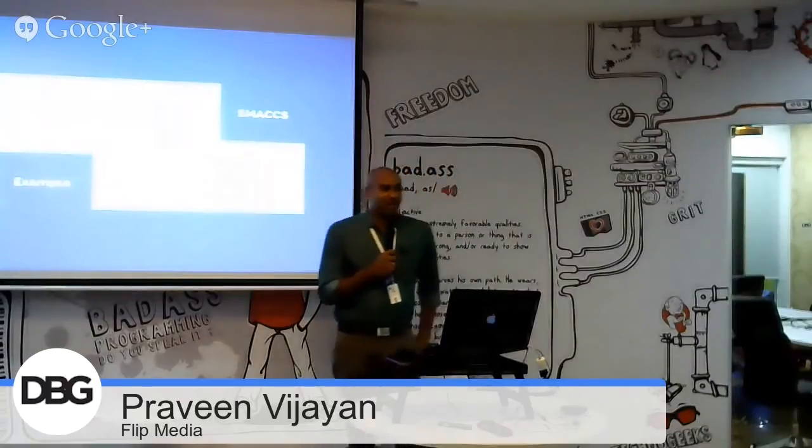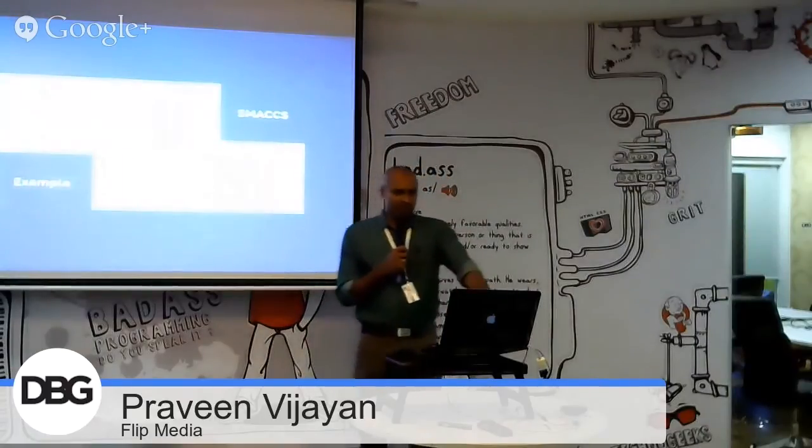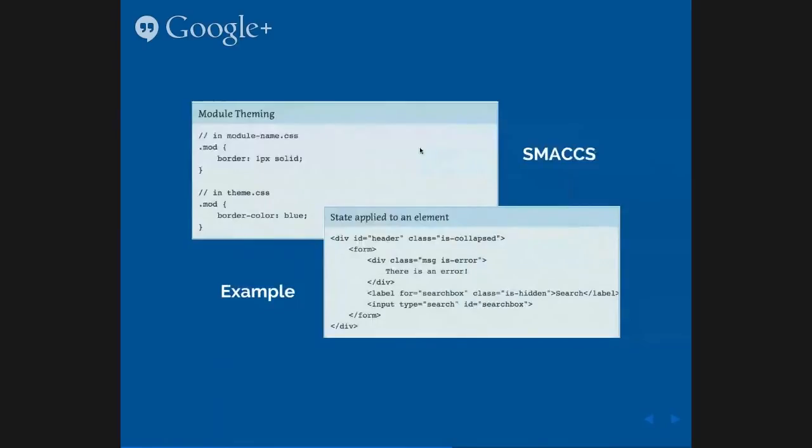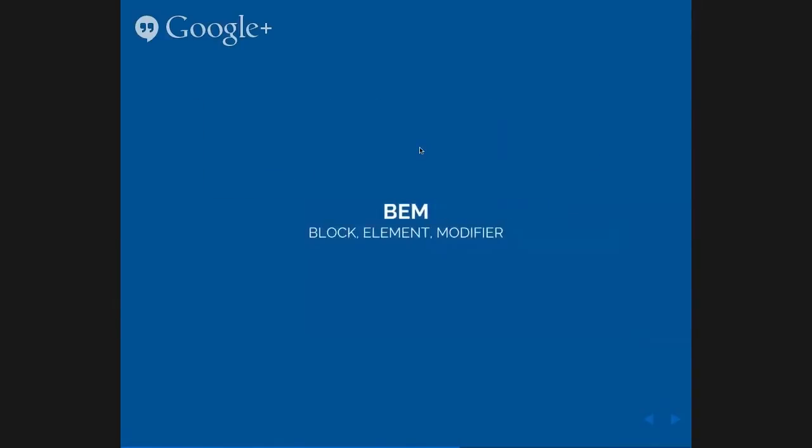It has two more things, the state and theming sections. State updates are like is-collapsed, is-error, that kind of thing, and will be in our state. And module theming styles will be in theme styles. This is how SMACSS defines the CSS project structure.